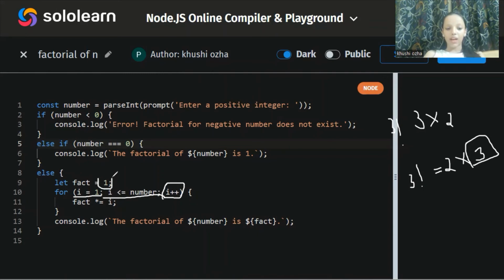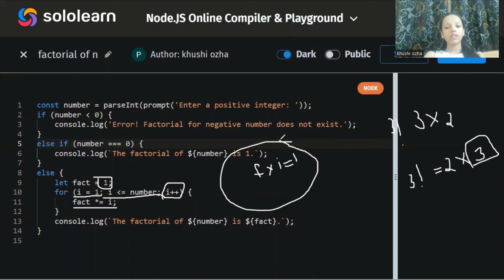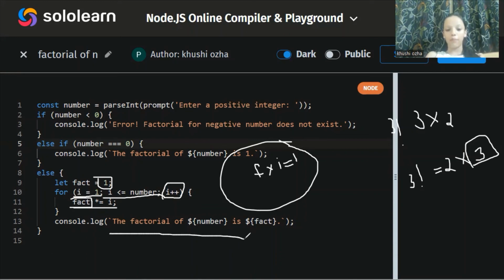First of all, we have taken the value of factorial to be 1. Later on, we are going to be multiplying this. Now, inside the loop, this will be f times equals i, which is one of the JavaScript shortcuts for writing multiplication of some number. After we get the factorial value which satisfies these conditions, we're going to console.log that the factorial of the number is this value.